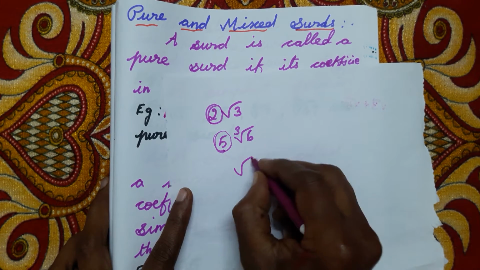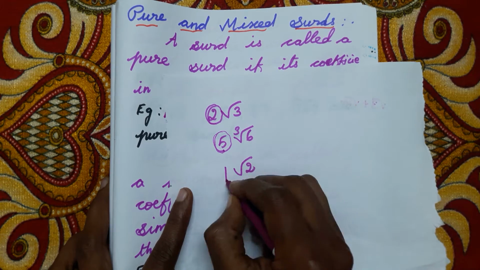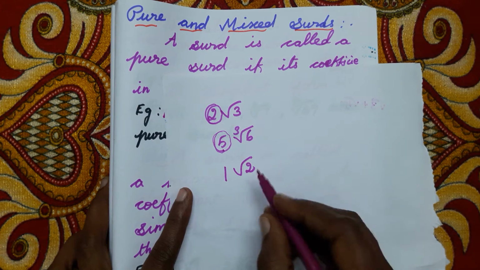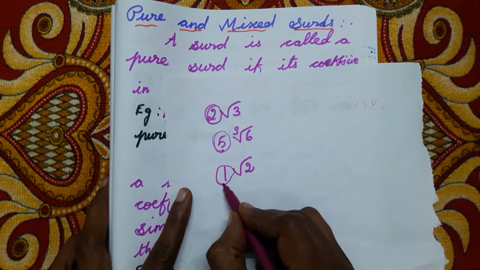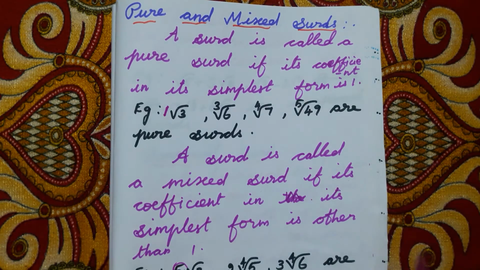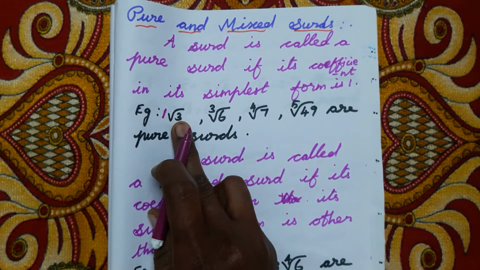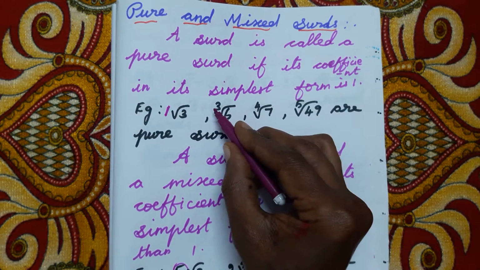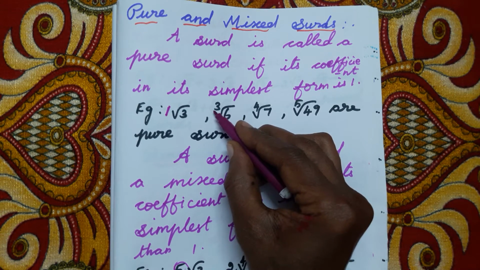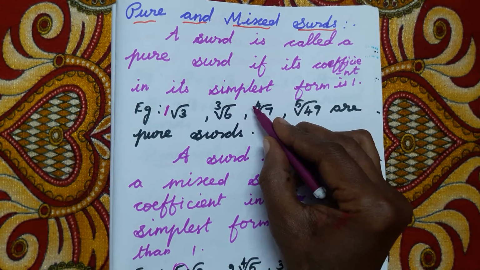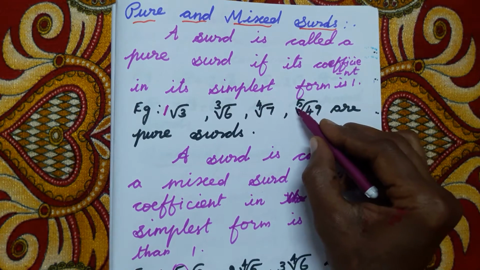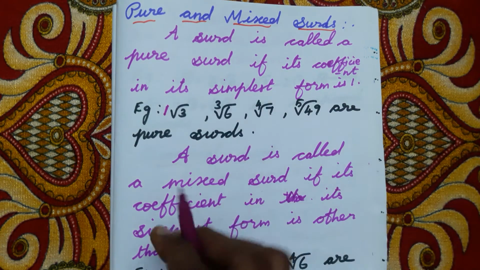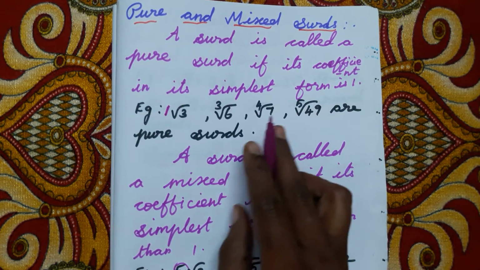For example, square root of 2 means 1 root 2. Here the coefficient is 1, so it is a pure surd. Next, for example, root 3, which we can write as 1 root 3. Next, cube root of 6. What is the coefficient? 1. Fourth root of 7. What is the coefficient? 1. Next, fifth root of 49. What is the coefficient? 1. These four are pure surds.